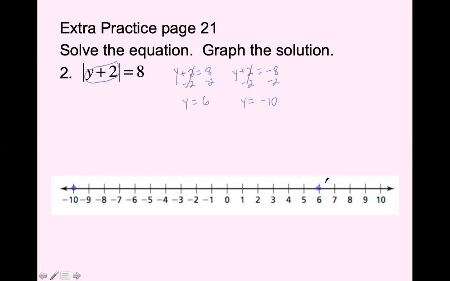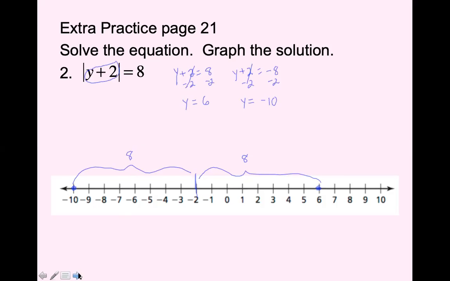Again, let's look at where we started. This time we were looking for numbers whose distance from -2 was 8 units. And let's see if that's true. If I go from -2 all the way up to 6, I've gone 8. If I go from -2 down to -10, I've also gone 8 units. And that will be the case when you solve these absolute value equations: the solutions you get are the same distance from your starting point, in this case, -2.